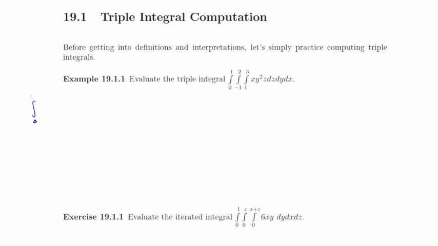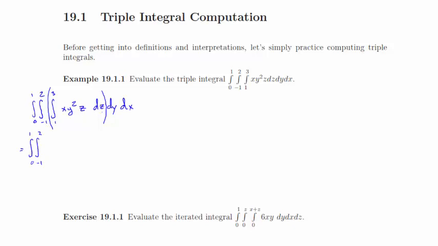Integral from 0 to 1, that's in the x direction. Then we have the integral from -1 to 2, that's in the y direction. And then the integral from 1 to 3, that's in the z direction, of x, y squared, z, dz, dy, dx. So we start and essentially do this inside integral with respect to z first, so a partial antiderivative with respect to z. I'm going to copy down the 0 to 1 in the x direction and the -1 to 2 in the y direction.